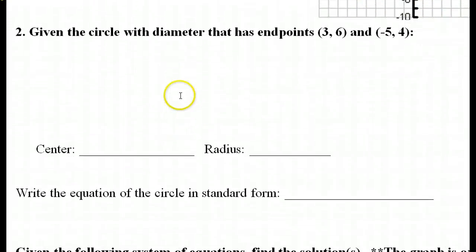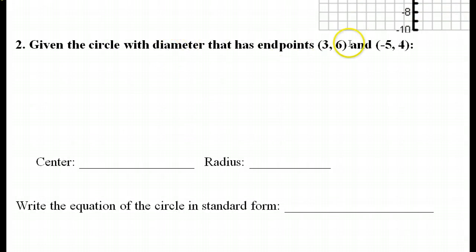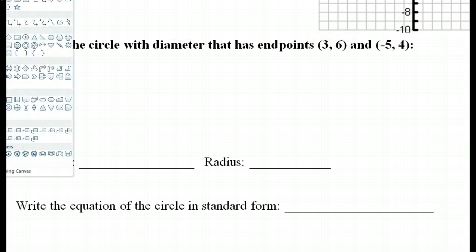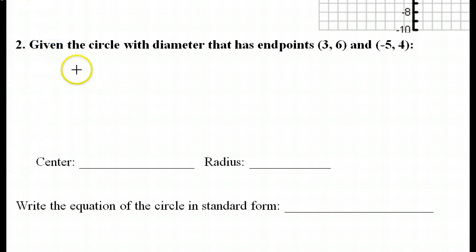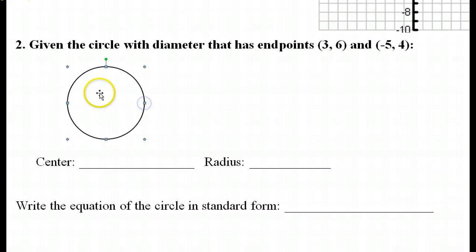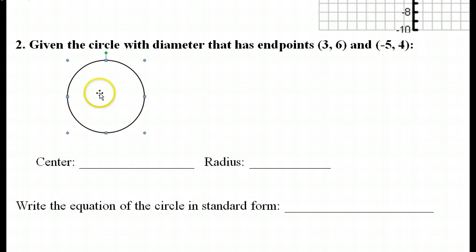Now, given the circle with a diameter that has these endpoints, find the center and the radius and write an equation in standard form. Okay, that's not too bad. So you should have drawn yourself a circle so you have something to look at. Alright, it has these endpoints.